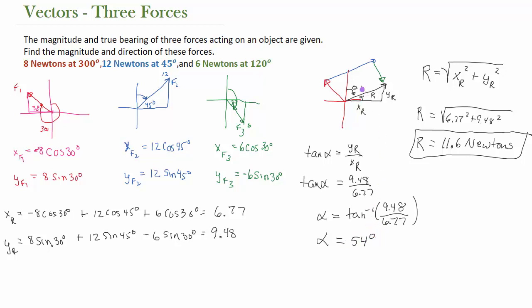But remember, we want our true bearing, which comes all the way from north. So once we know this angle here, since this is 90, theta in our picture, and that's going to be key when you do these problems, drawing an accurate picture, is going to be 90 degrees minus 54 degrees, or theta equals 36 degrees. So our resultant force will have a magnitude of 11.6 newtons and a direction of 36 degrees.